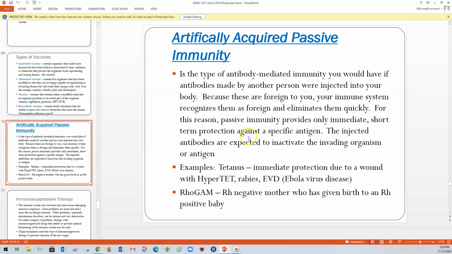The injected antibodies are expected to inactivate the invading organisms, and that is like tetanus. So you immediately get a tetanus shot if you have cut yourself and you need something fast that will recognize that tetanus as foreign and eliminate it quickly. RhoGAM is another.